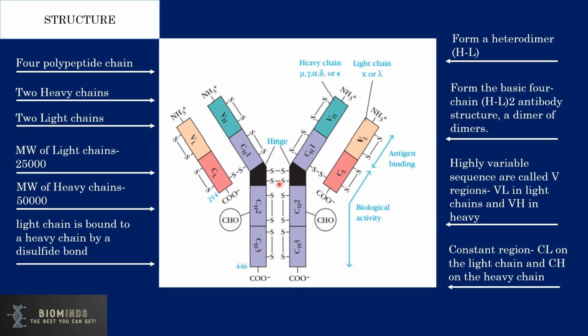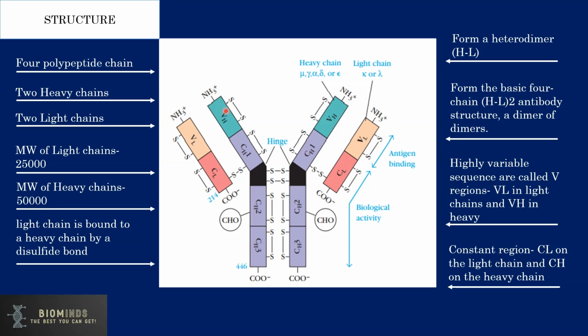Can you see the SS in this structure? So what is this SS? SS is the disulfide bond. Your light chain and the heavy chain are joined together by a disulfide bond. This is a covalent bond, which is stronger.